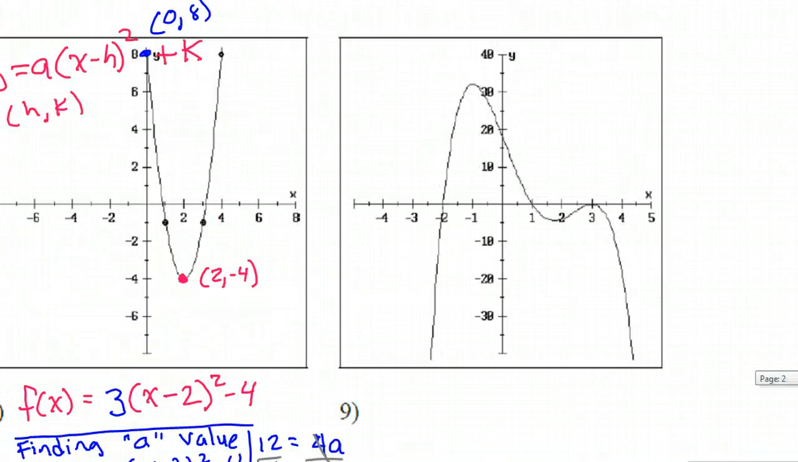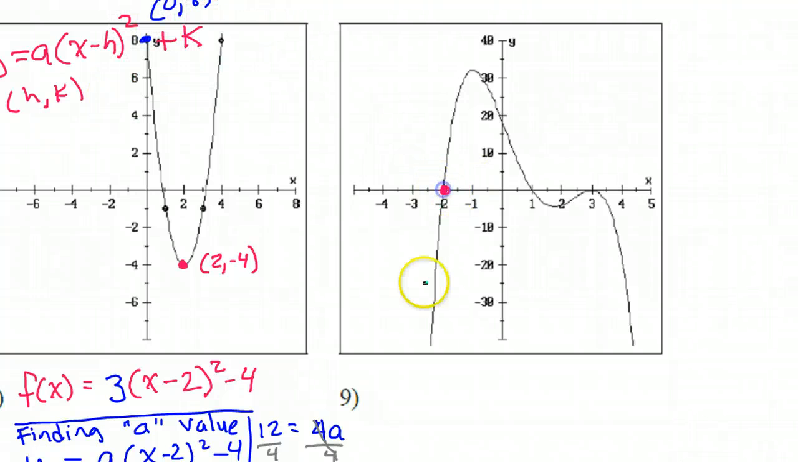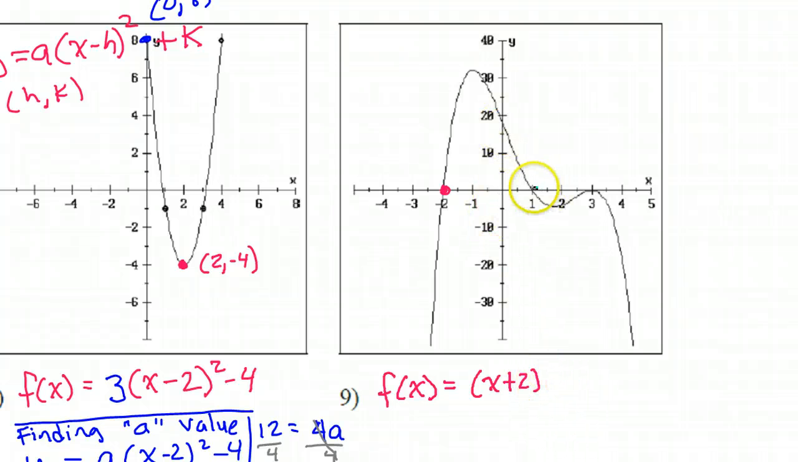Anyway, last one, number 9. For number 9, we have zeros here. That's negative 2, so that means I have a factor of x plus 2. That's straight through, so I'll leave it plain. And then I have another one here at positive 1, so that's going to be x minus 1. That's straight through, so that's a single root again. And then I have another root here at 3, so that'll be x minus 3. But that's a bounce, so that'll be squared.